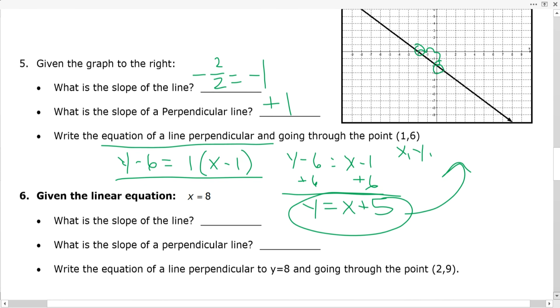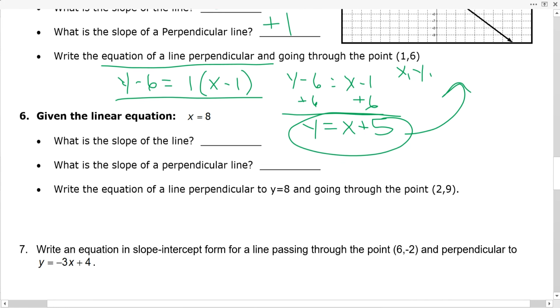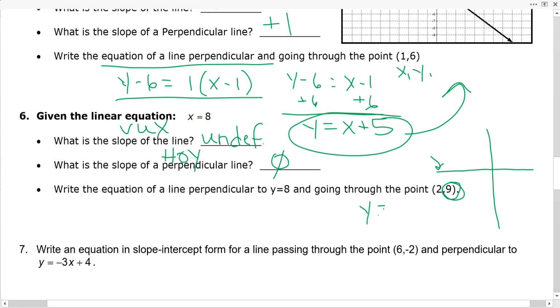Okay. Here's an equation, x equals 8. So it's a vertical line with an undefined slope. If I have a vertical line, you should know that the perpendicular line is going to be horizontal. So if you have vertical, the perpendicular line is horizontal. So it's horizontal, 0 slope, and y equals, nope, x equals, oh, wait a minute. They changed it. Look at that, they changed that.